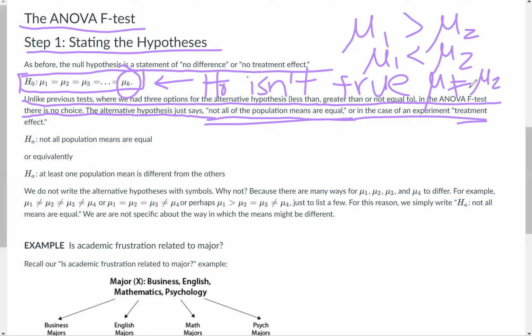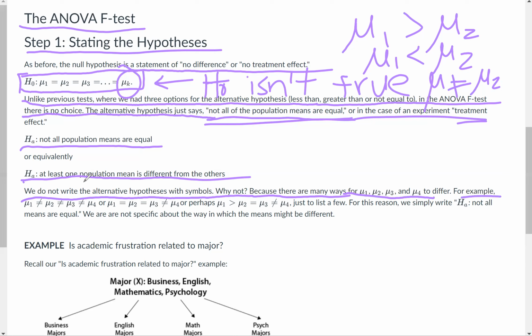There's too much going on here. So the alternative hypothesis would always be that not all population means are equal. Or equivalently, that at least one population mean is different from the others. We do not write the alternative hypothesis with symbols. Why not? Like we mentioned above, because there are so many ways for mu1, mu2, mu3, mu4, and on if there are more, to differ.